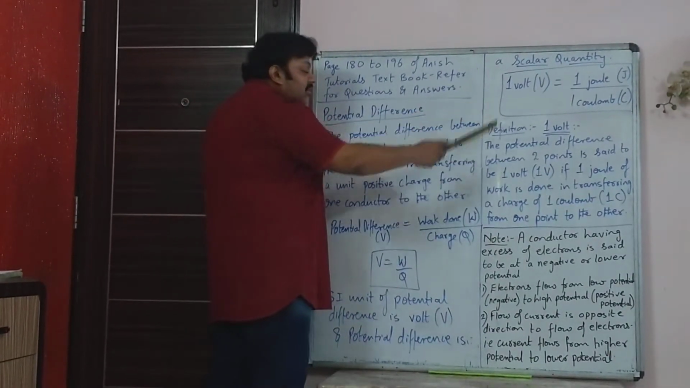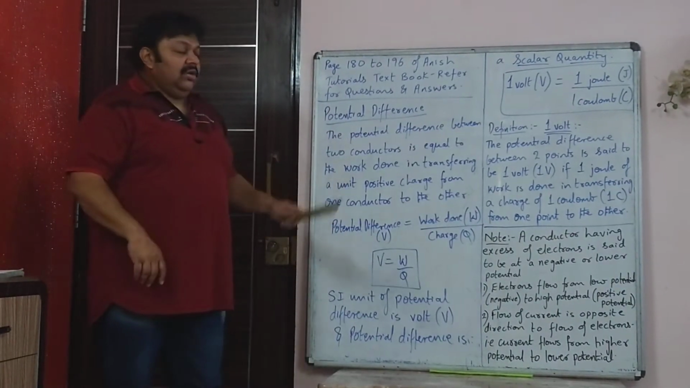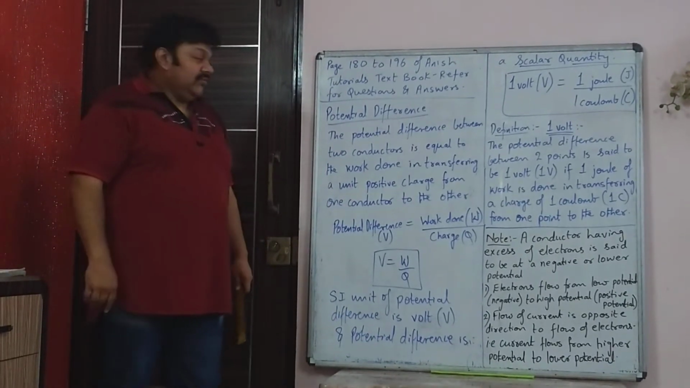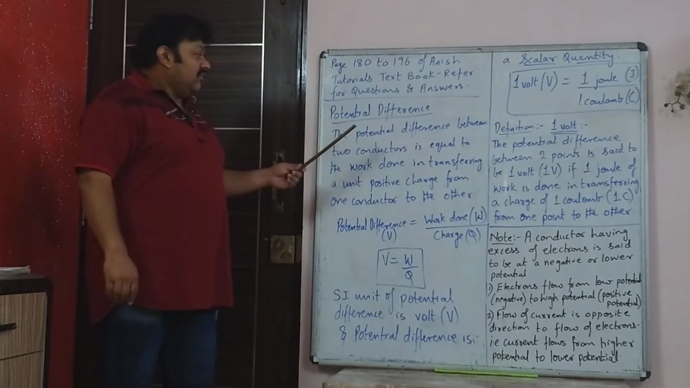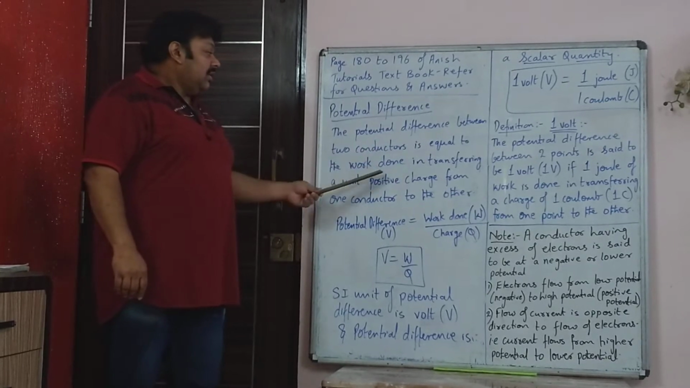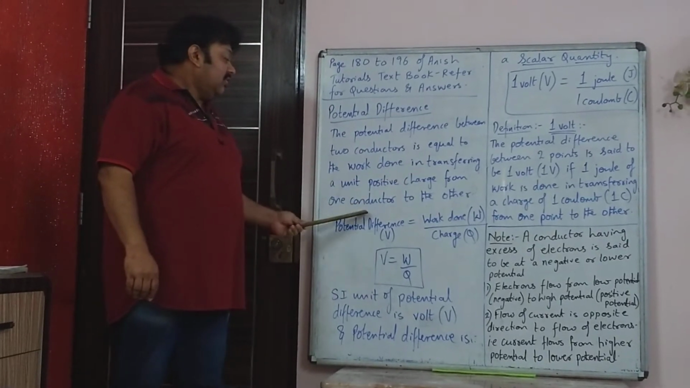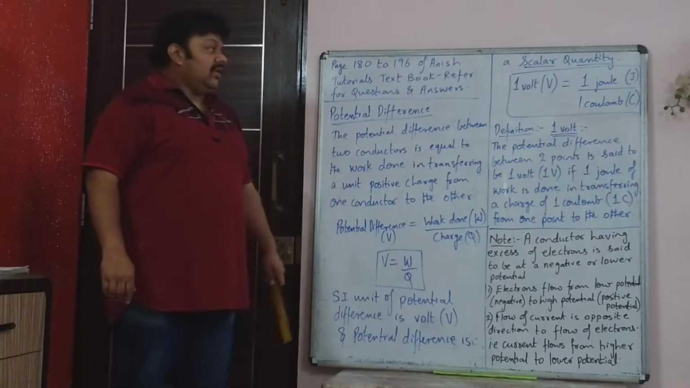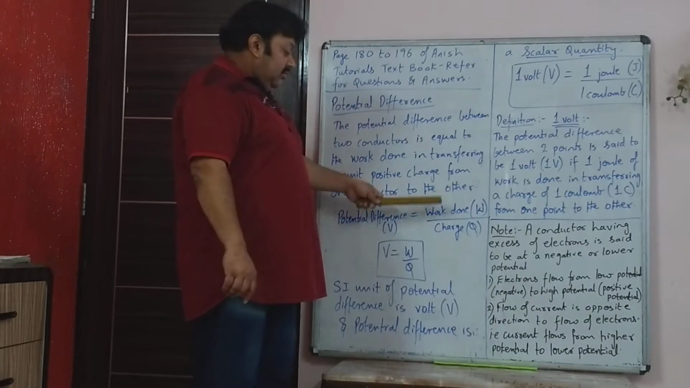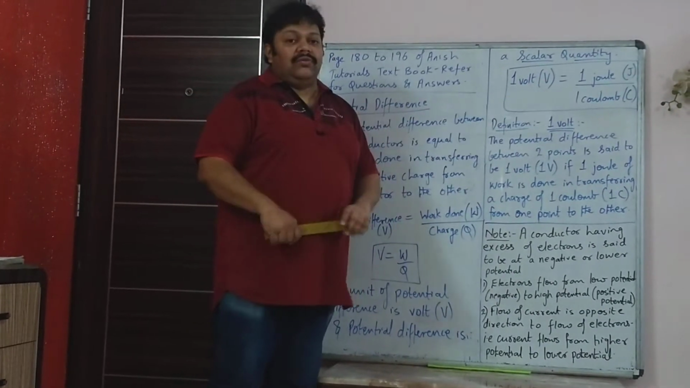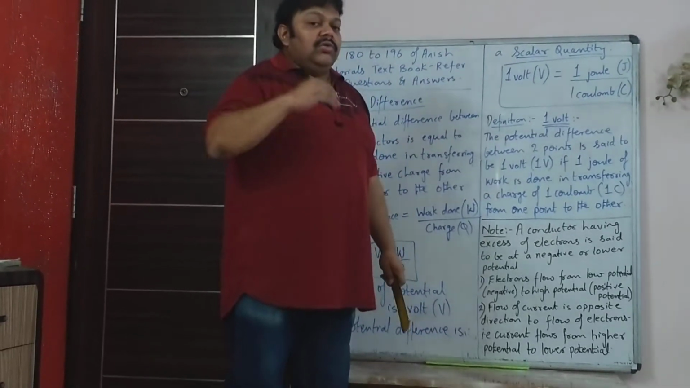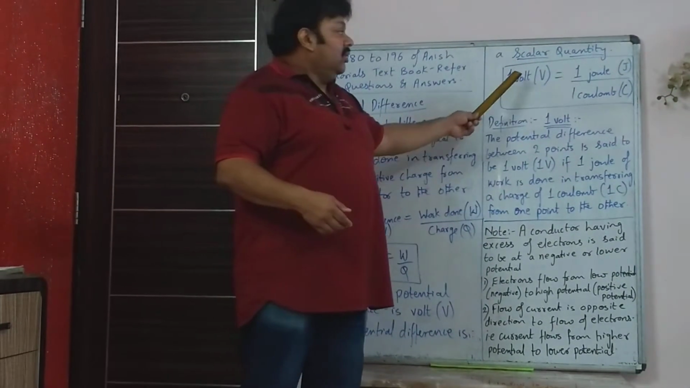Of course, there are some basic sums based on this, and basic sums based on I = Q/T and Ohm's law. Now this definition of potential difference has to be learned. It is the work done in transferring unit positive charge from one conductor to the other. Now you have the definition of 1 volt. From the formula itself you can define 1 volt. What is 1 volt? It is the potential difference. So you have to define it in terms of potential difference.